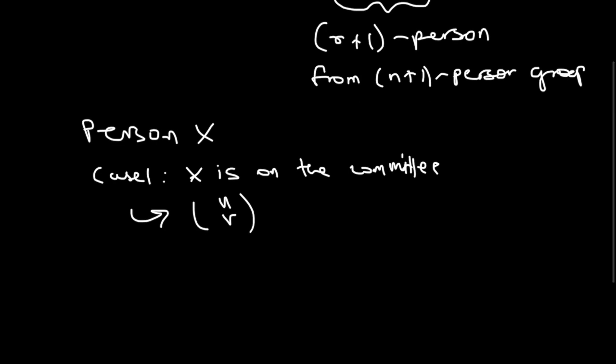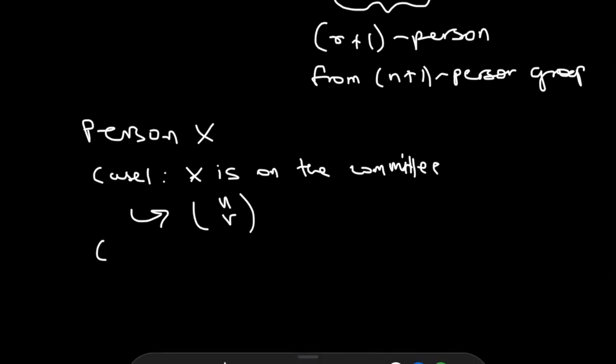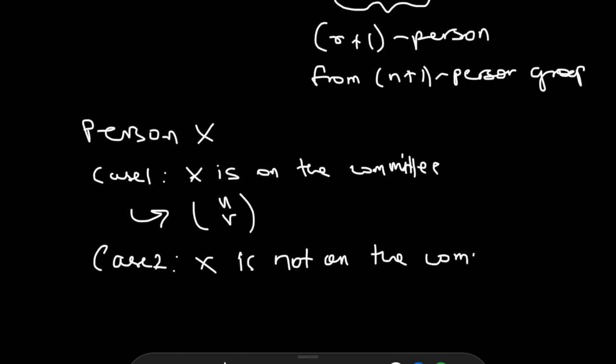Now case 2 is that X is not on the committee. And if X is not on the committee, then we know that we still have to choose r plus 1 people to complete the committee, but now there's only n people to choose from because we already know that X is not on the committee. So this case gives us n choose r plus 1.